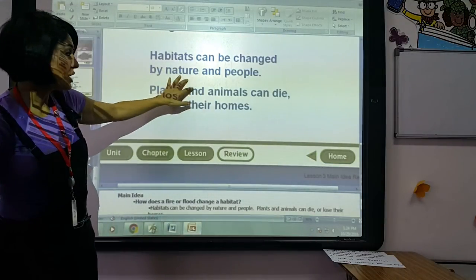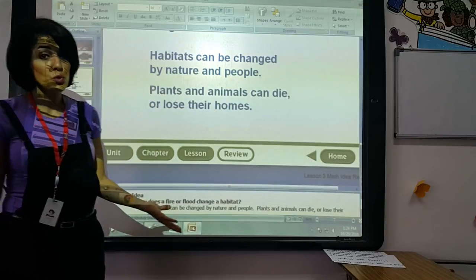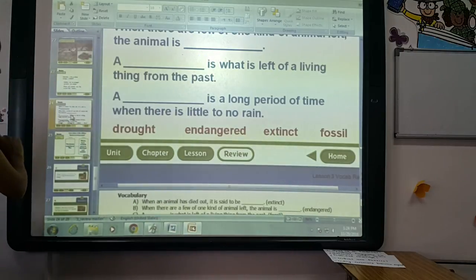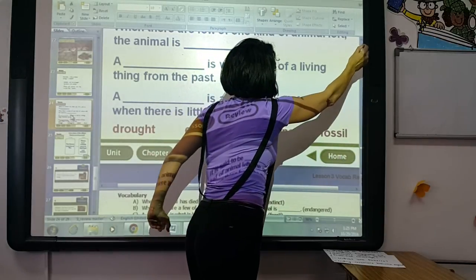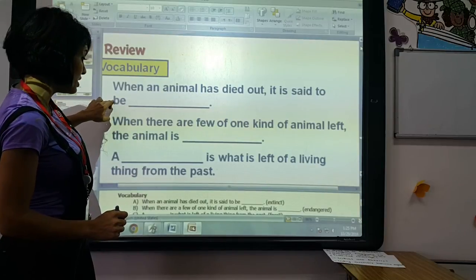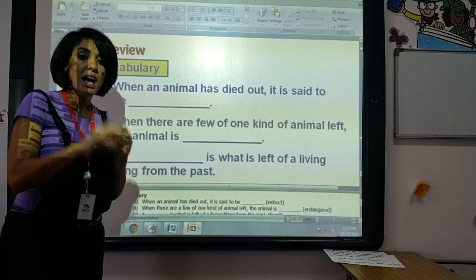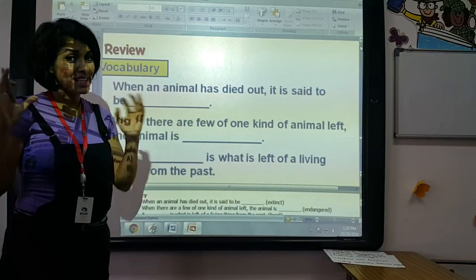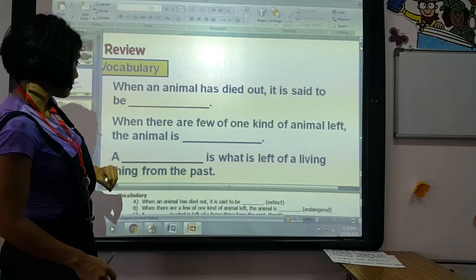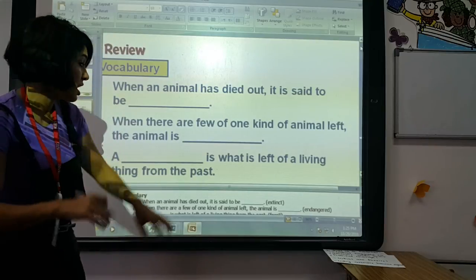Habitats can be changed by nature, as we said, and by people. Plants and animals can die or lose their homes when the habitat changes. Now, when an animal has died out, it's said to be extinct. When you can no longer find a certain kind of animal in the world, like the dinosaur, it means it is what? Extinct. When there are few animals left, it means the animal is endangered.